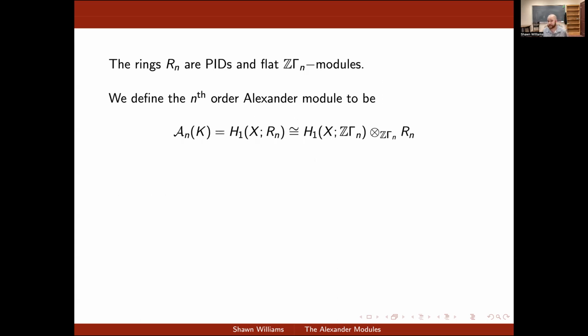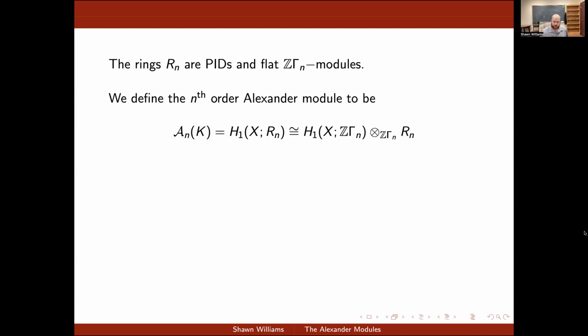These Rn's are PIDs, and they are also flat Z gamma n modules. So we can define the nth order Alexander module to be, first of all, just the twisted homology of X with coefficients in this Rn, but by flatness, this is going to be the same thing as the twisted homology in Z gamma n coefficients, tensored over Z gamma n with Rn. And I'm realizing now I made a mistake. Maybe you've noticed this Rn should be on the left, not the right. This is a typo due to several edits I've made to this talk over the past week. I apologize for that. This Rn should be on the left.